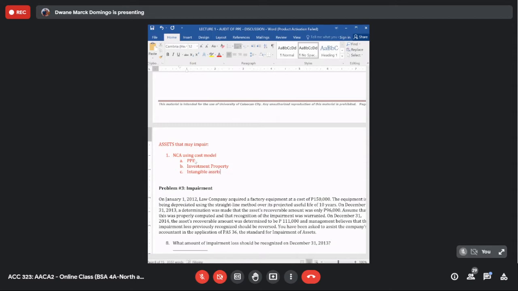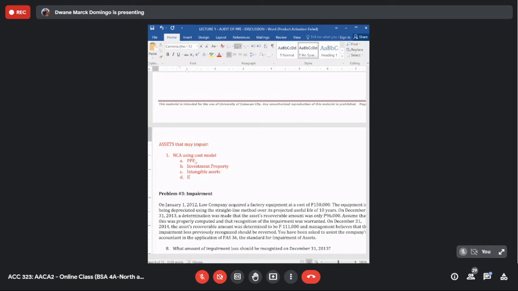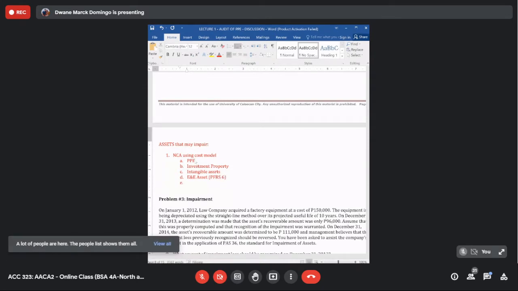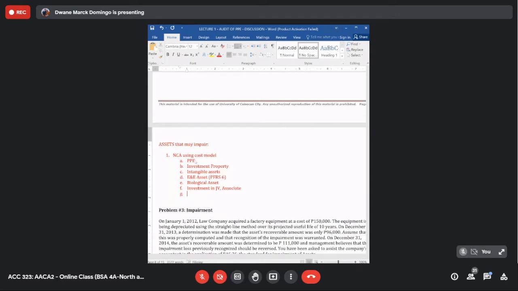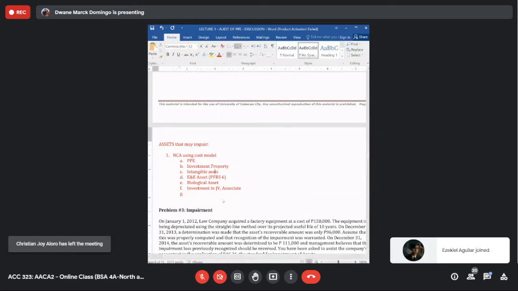Tangible assets, E&E asset, yung exploratory and evaluation asset under wasting asset, yung under PFRS 6. Mamaya din-discuss natin yan kung abot tayo dun. So, biological asset. Ano pa ba? Investment in joint venture or associate. And then, actually kasama na siya ng intangible asset, yung goodwill mo.